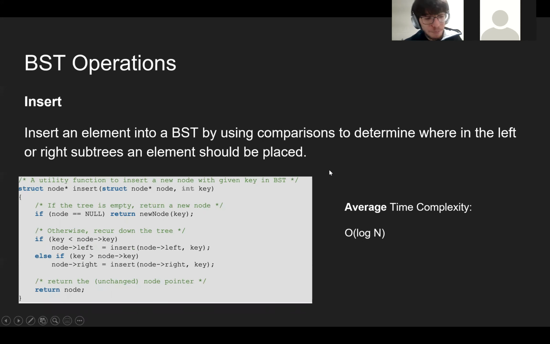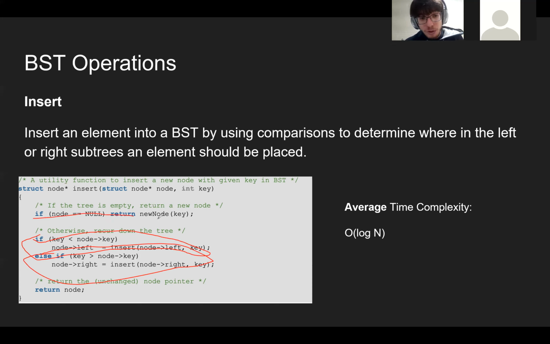Insert is similar. The time complexity of insert is exactly the same as it was with search. In the worst case, it's O(n). In the average case, it's log n. And just as before, if it's less than, then we're going to insert into the left subtree. So it's going to look like this. If our key is less than the node's key, you insert on the left. And if it's greater than, you insert on the right.